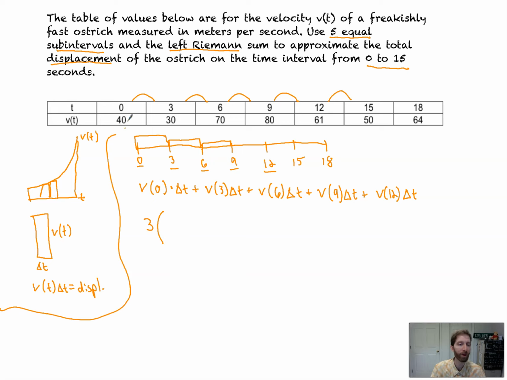How do I find that? Right from the table. So that's going to be 40 plus v of 3, 30, right from the table, plus v of 6, 70, plus v of 9, 80, not bad, plus v of 12, 61. And on an advanced test like the AB or the BC exam, this is your final answer. This is considered numerical. Don't simplify it.